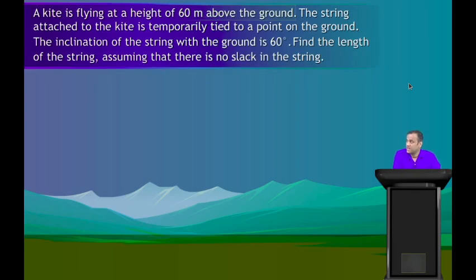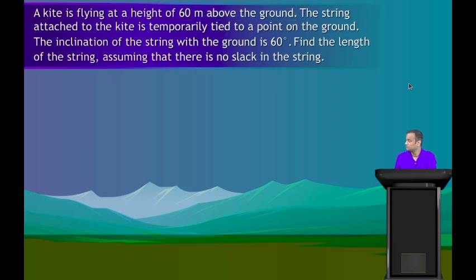Okay, let's see one example. It says a kite is flying at a height of 60 meter above the ground. The string attached to the kite is temporarily tied to a point on the ground. The inclination of the string with the ground is 60 degree. First let's read what is written in the example. Find the length of string assuming that there is no slack in the string. So now what you have to do is visualize this situation in the form of a geometrical figure.